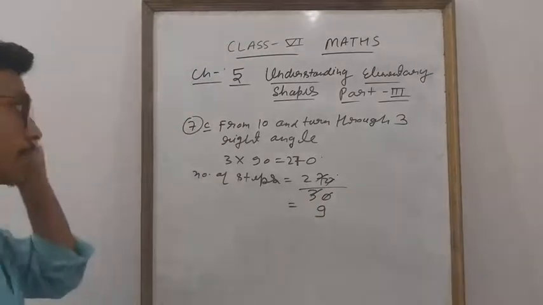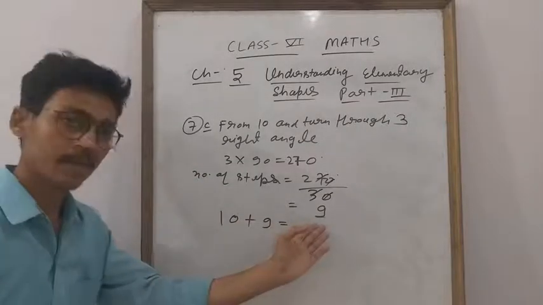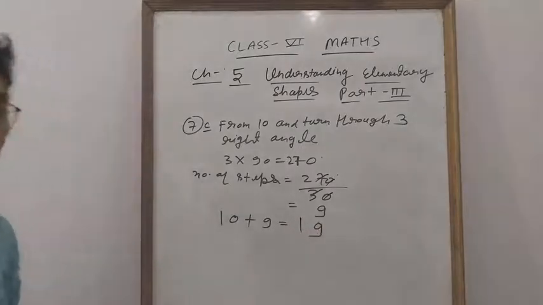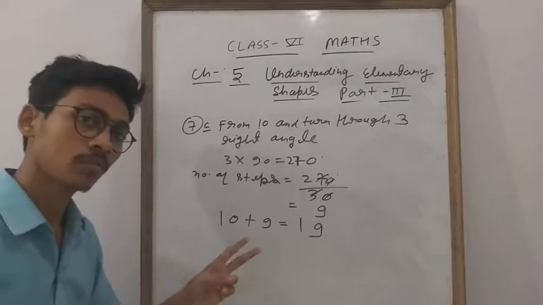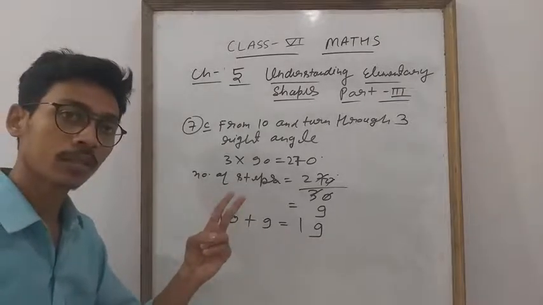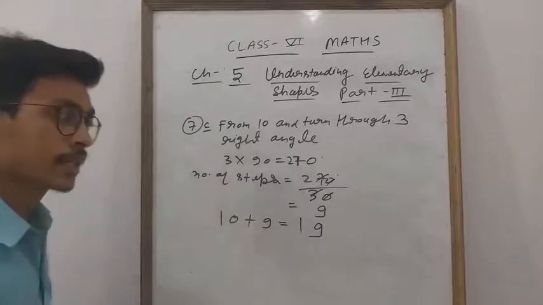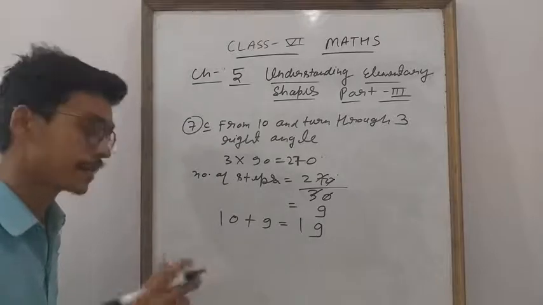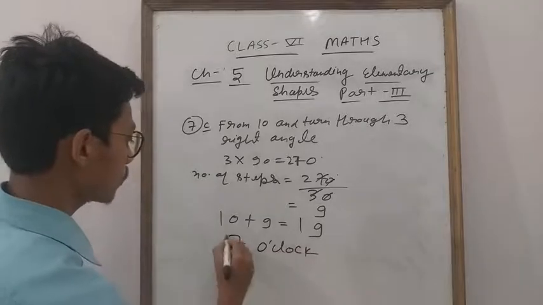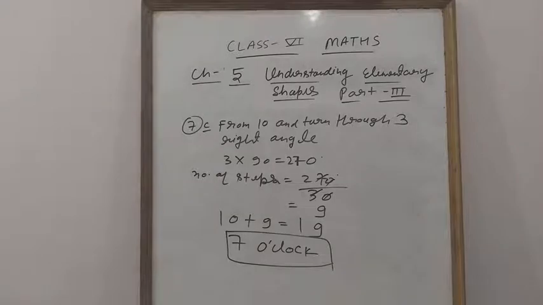Okay everyone? Now you know that 10 plus 9, meaning 9 steps more. So 10 plus 9 is 19. Now 19, tell me, 19 means what? 12 is 12, 13 means 1, okay? 14 means 2, 15 means 3, 16 means 4, 17 means 5, 18 means 6, 19 means 7. 7 o'clock. Okay everyone? See, this is very simple. By this you can solve the question very carefully. This is a very easy method.